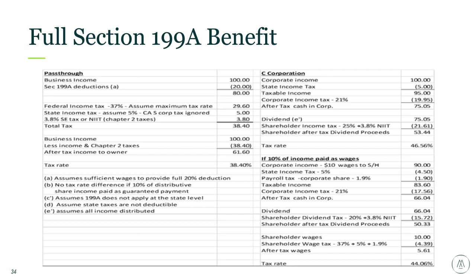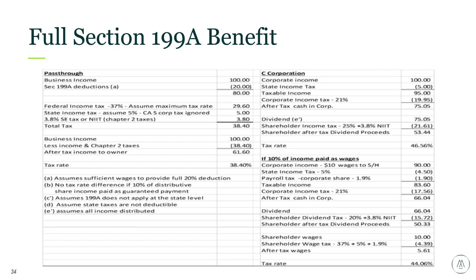Here, we're assuming corporate income of $100, we get a state income tax deduction of $5, no limitation on that, $95 taxable income, pay corporate income tax at 21%, the after-tax cash in the corp is about $75. Dividend, basically, assuming everything is distributed, $75 is distributed, the shareholder will pay income tax, which includes a 20% federal income tax, 5% state tax, plus a 3.8% net investment income tax.